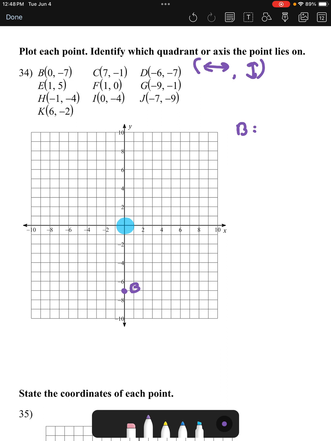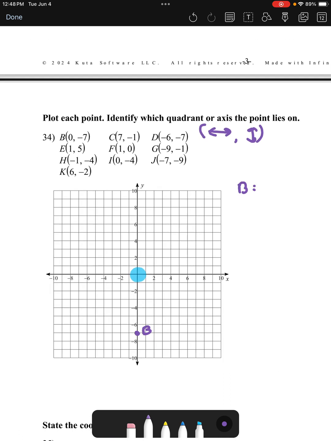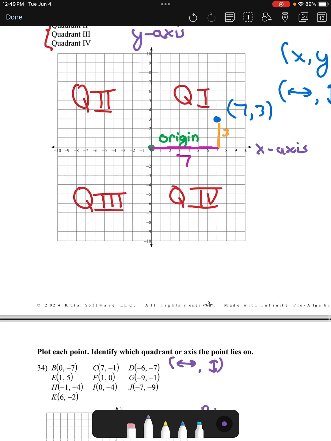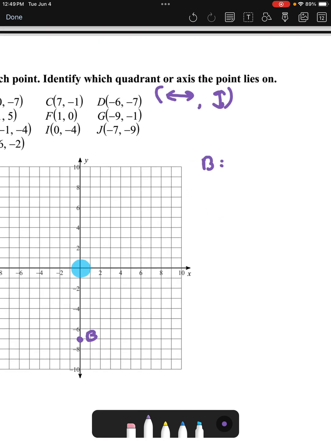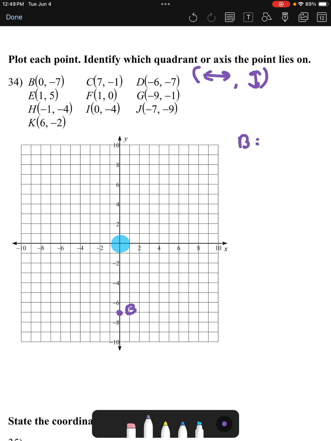Now, in order to be in one of the 4 quadrants, again, let me go back up a page here real fast, you must be actually inside of it. You cannot be on the number lines, which is why our directions say the quadrant or the axis. So B is on the y-axis.